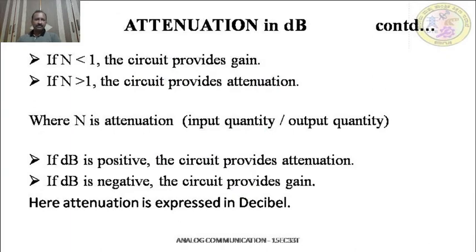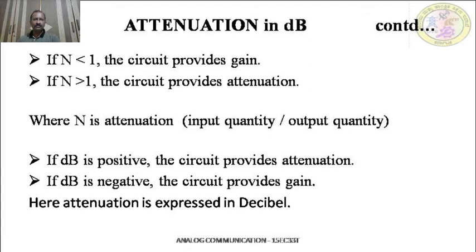Now, this is going to give the value of N in decibels. What it indicates: if the N value is less than 1, that circuit provides gain, which means it is working as an amplifier. If N, the attenuation, is greater than 1, the circuit provides attenuation. That means output voltage is less than input voltage.